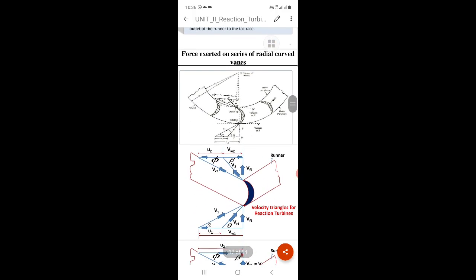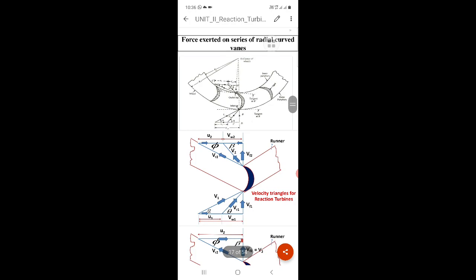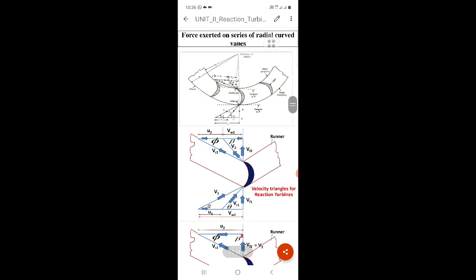So next is the velocity diagram of the Francis turbine. It consists of inlet and outlet triangles. The arrows show the water directions. Alpha is the inlet angle of the jet, beta is the outlet angle of the jet, theta is the inlet angle of the blade, and phi is the outlet angle of the blade. Let U1 be the inlet blade velocity, U2 the outlet blade velocity, VW1 the whirl velocity at inlet.